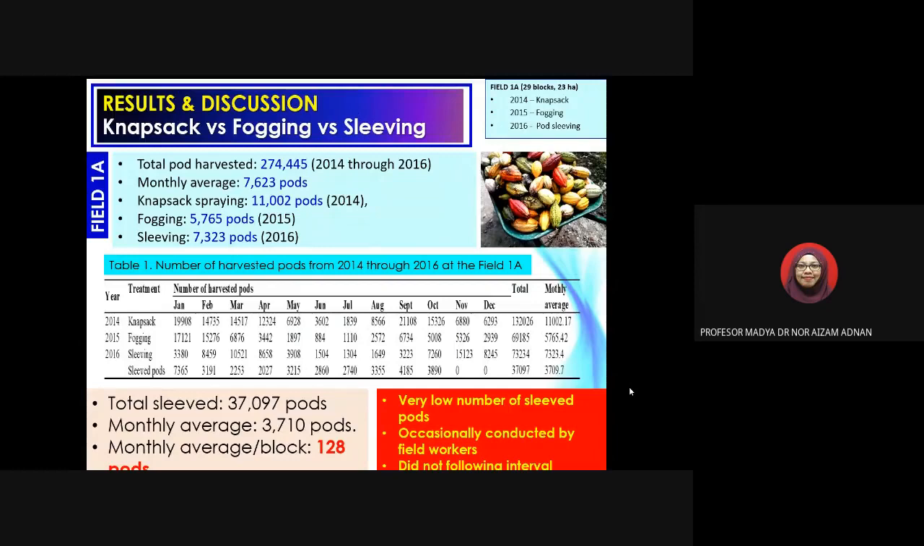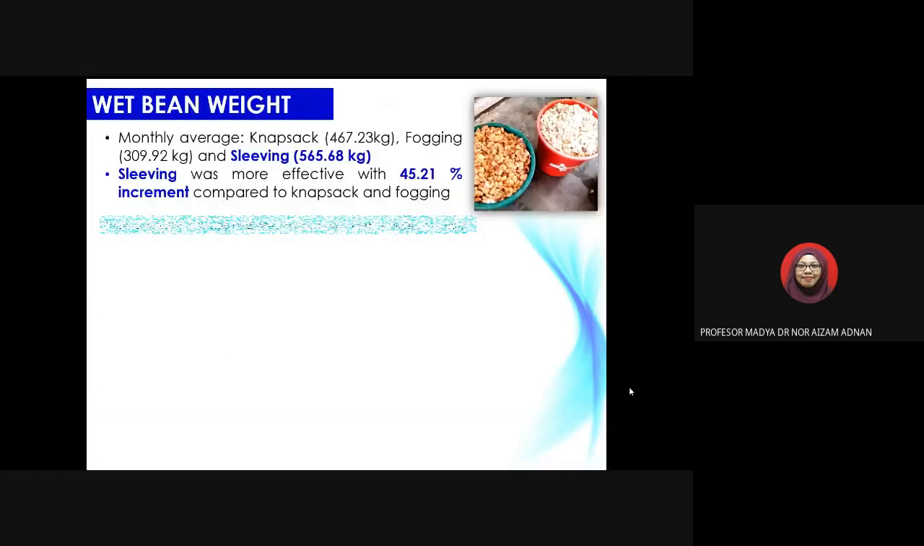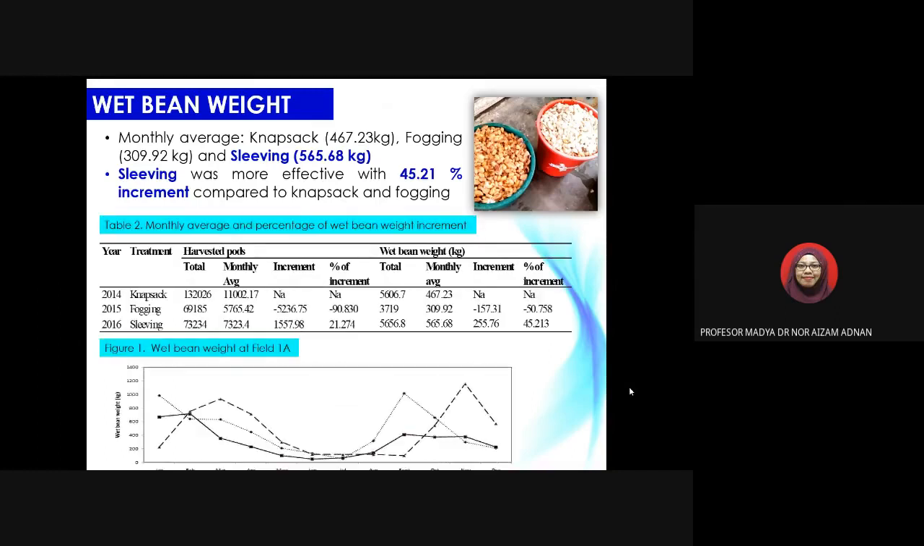The knapsack technique showed higher production of total pods harvested, with a monthly average of 7,623 pods as opposed to fogging with only 3,710 pods. Meanwhile, for the wet bean weight production, the fogging technique indicated a better result as compared to knapsack, with 565.68 kg or a 45.21% increment.